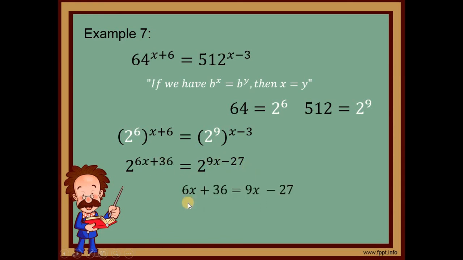So in this case, we have 6x plus 36, yung exponent, equals 9x minus 27. So solve for x na lang to. Lipat natin sa kabila yung 6x and 27 sa kabilang side. So this becomes 63 equals 3x. Divide both sides by 3. This becomes 21 and this becomes x. Therefore, x is equals to 21. And we're done.